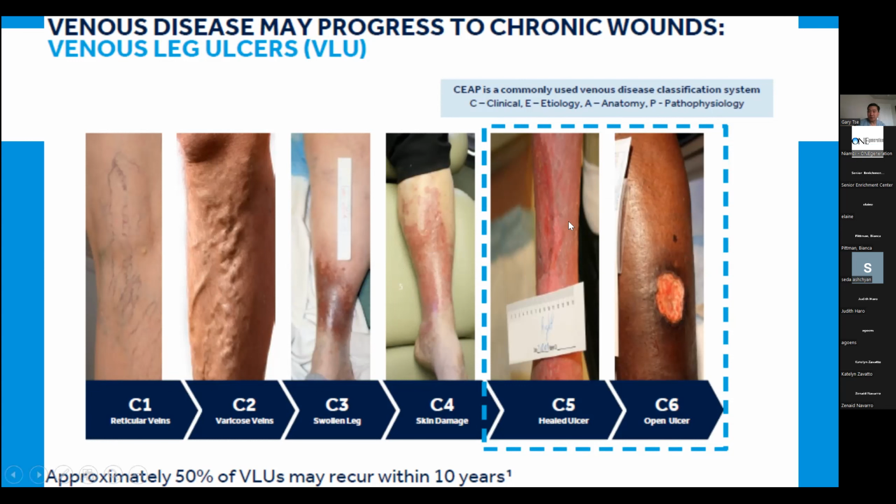Here we have a healed ulcer. It's red, that's healed, but this is an active open ulcer. Again, this is a progression of chronic venous insufficiency.